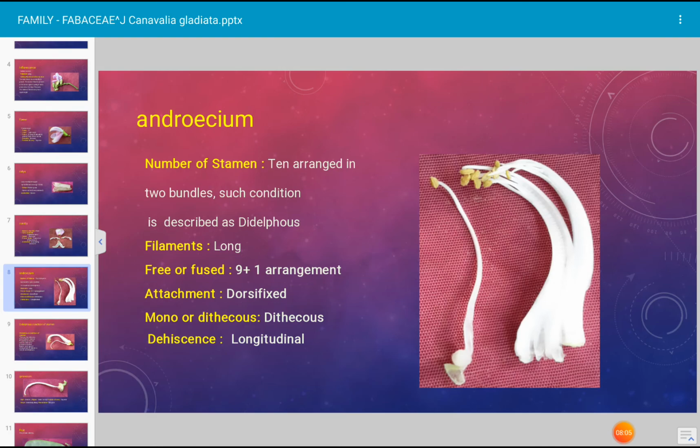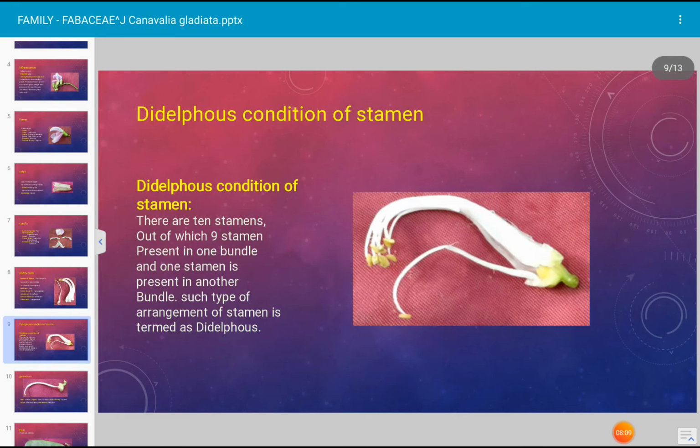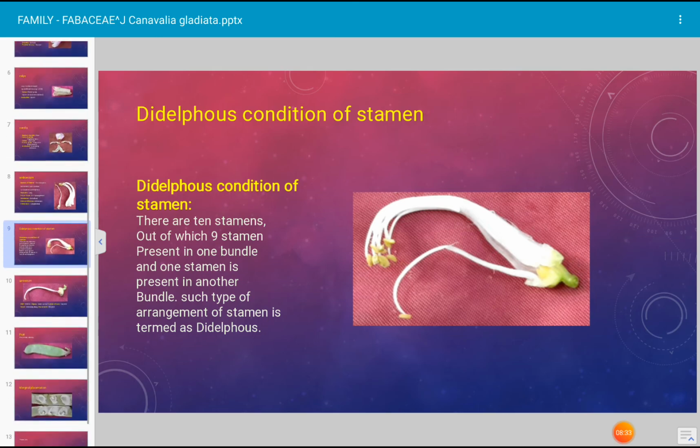Therefore, dehiscence is longitudinal. Next, this is the diadelphous condition of the stamen of Canavalia gladiata shown in the photograph, family Fabaceae. The diadelphous condition of stamen is shown. There are 10 stamens. Out of 10, 9 stamens are present in one bundle and 1 stamen is present in another bundle. Such type of arrangement of stamens is termed as diadelphous condition.